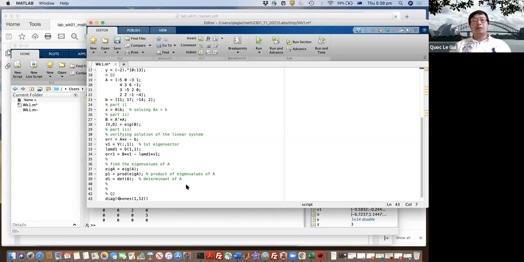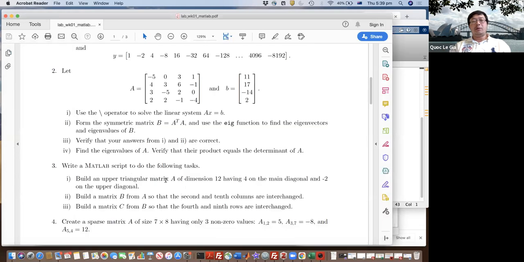So you see this one just means that you take the vector of size 1 times 12. So it's a row vector of 12 ones, and you multiply by 4, and you make a diagonal containing those elements. That gives you the first part of the matrix.